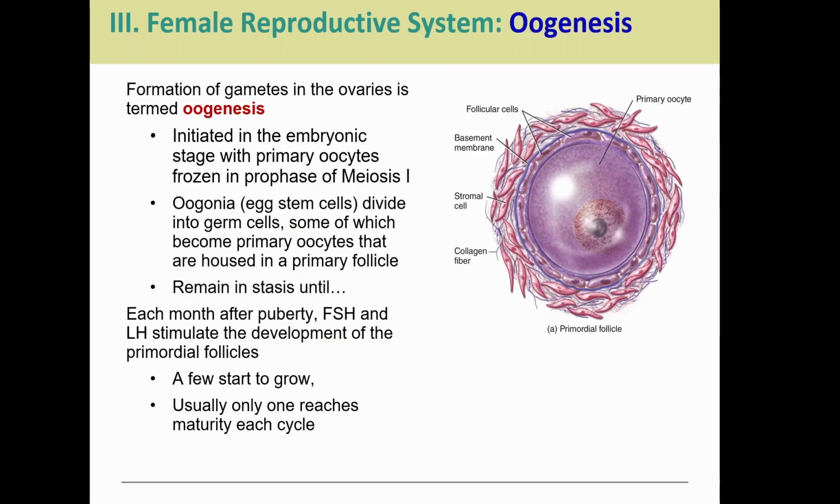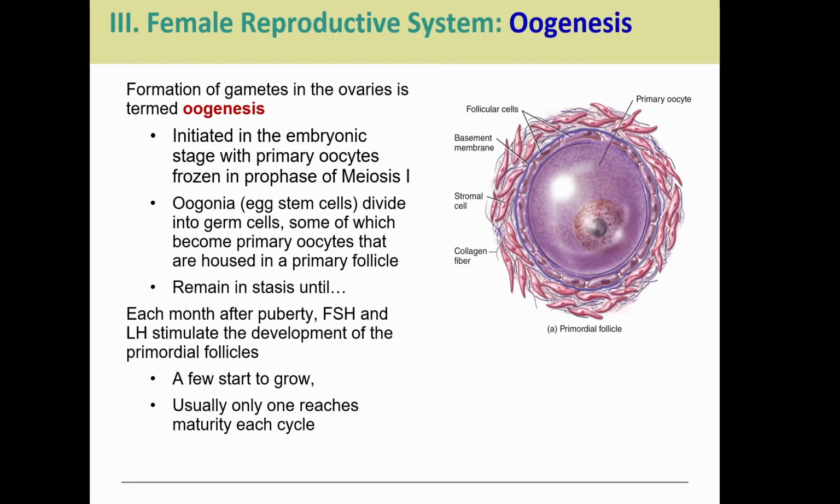But they're not going to do anything for a long time until we reach puberty, and then one of these a month, or some of these a month, because of FSH and LH, will develop from primordial to primary. But only a few of them will go. And only one of them will actually reach maturity, with the rare occasion where a second one does, and that gives you something like fraternal twins. But typically we see one reach maturity at a time during each monthly cycle.